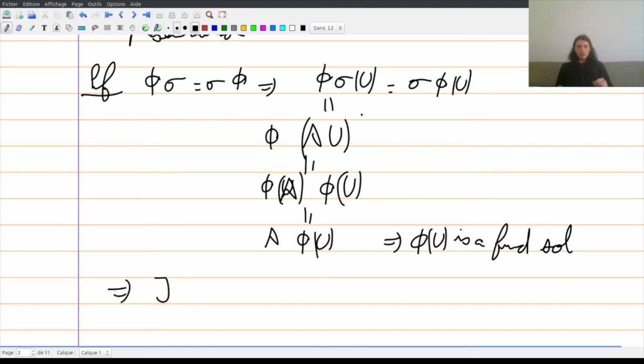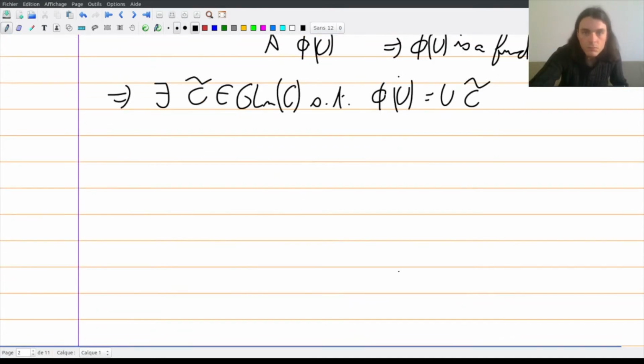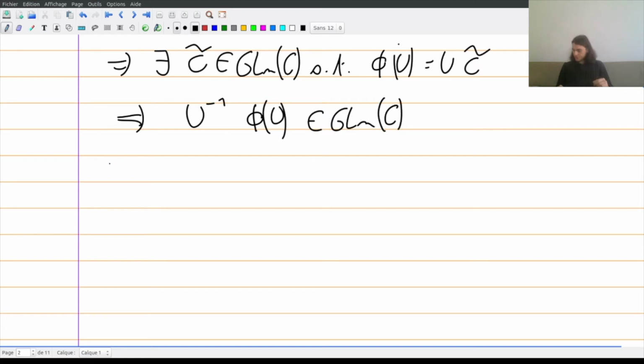So it means that there exists C-tilde having coefficients in C such that psi of U equals U times C-tilde. So it implies what I said, meaning that U minus 1 psi of U has constant coefficients.